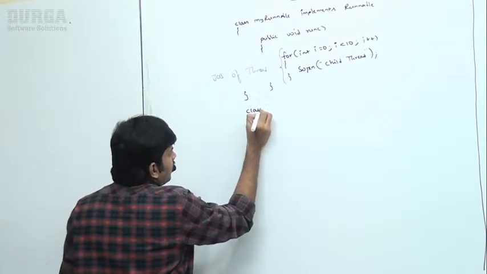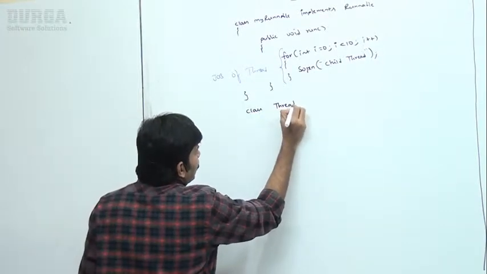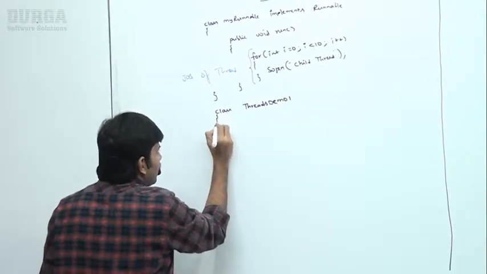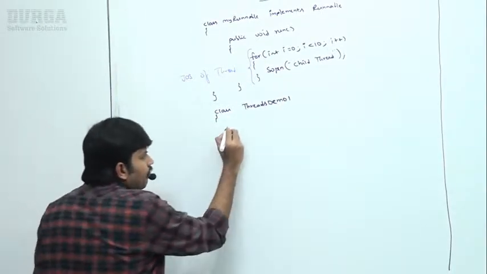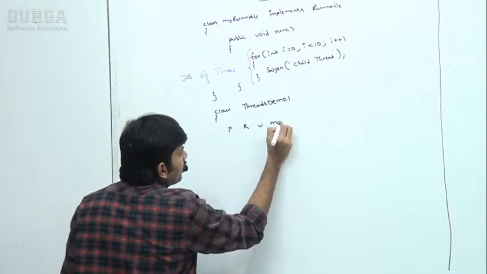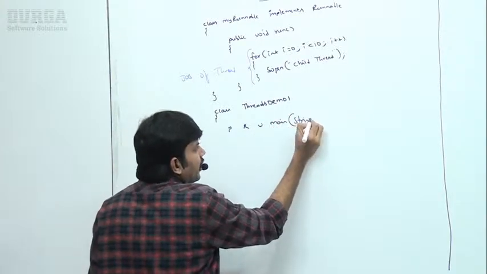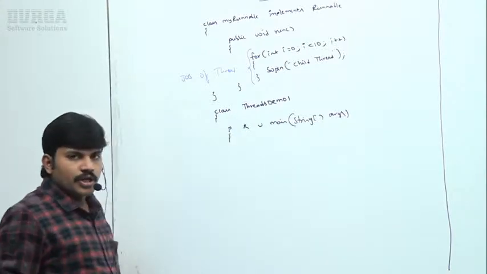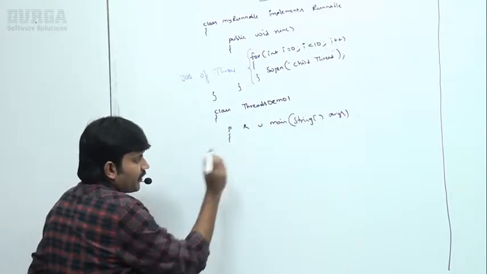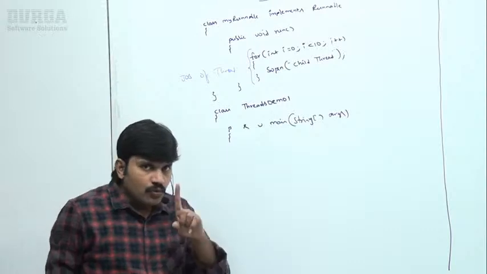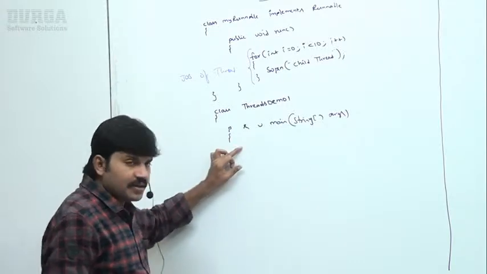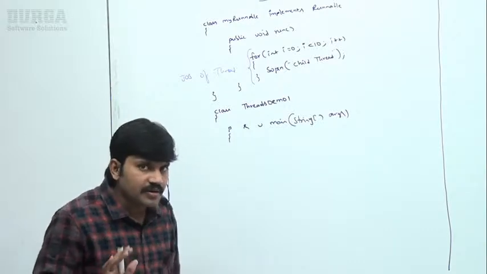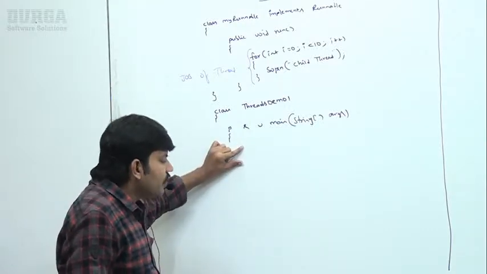Just observe: class ThreadsDemo1, public static void main(String[] args). Can you please tell, at this point of time, how many threads will be there? Only one thread. That thread is the main thread. So every Java class contains only one thread, and that thread is always the main thread only.